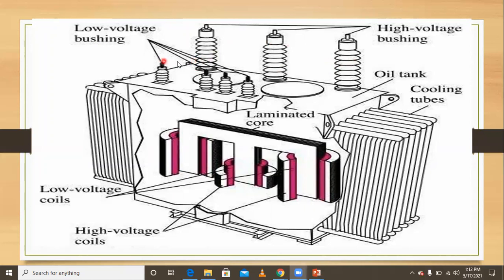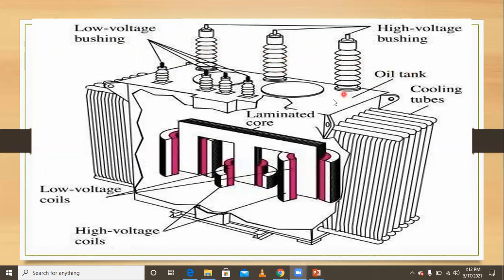This is called low voltage bushings. This is for low voltage. So insulation level: this is called bushings. This is called insulators. Insulator requirement is less. For high voltage bushing, the high voltage insulation is more.